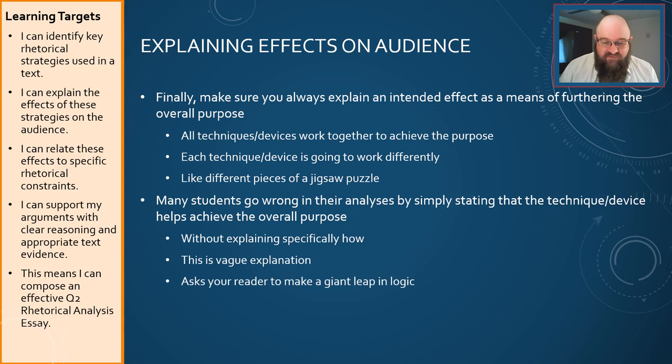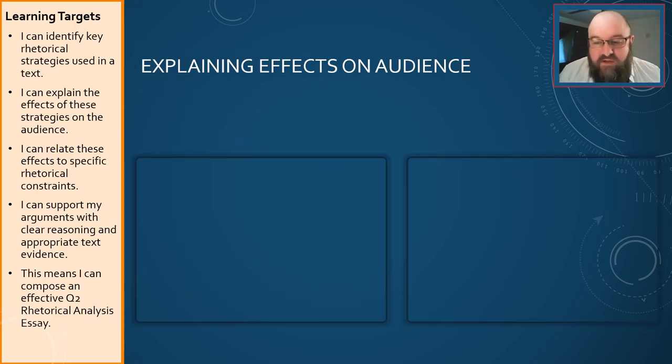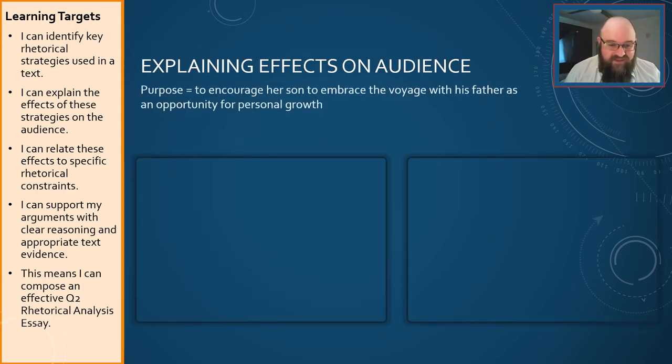It creates this very vague explanation that asks your reader to make this giant leap in logic. It's also an example of unexplained reasoning, which can dramatically reduce your score in row B. So to illustrate what I'm talking about here, let's say that this is the purpose that we identified in that Abigail Adams letter. You could phrase this a bunch of different ways, but here's what I wrote.